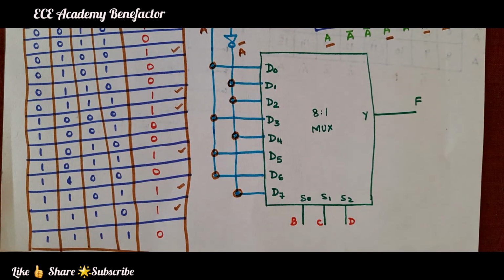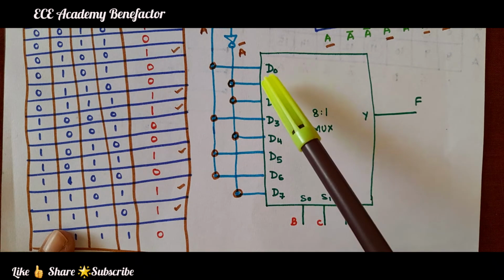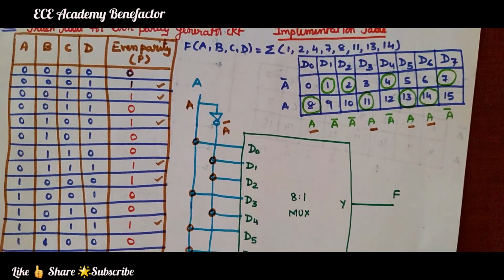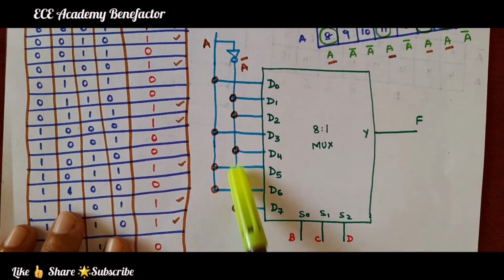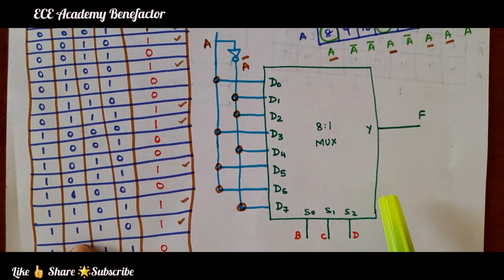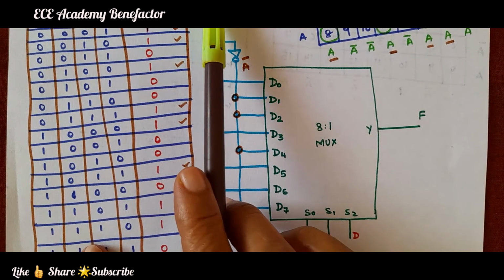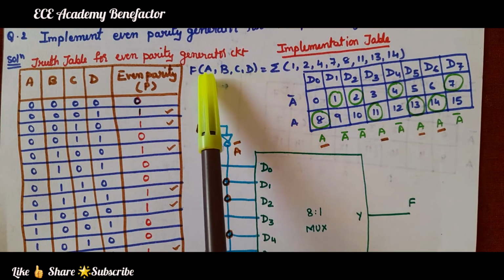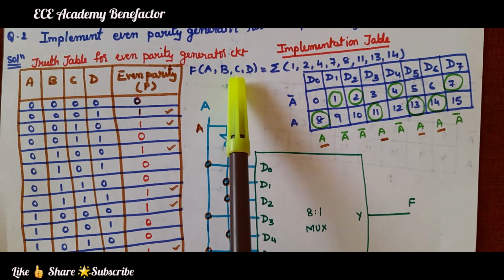So in this way the 8 inputs of the 8:1 mux are connected based on the outputs of the implementation table. D7 is connected to A bar. The 8:1 mux will have 3 selection lines. We have 4 variables A, B, C, D. A is used in the implementation table. These 3 variables B, C, D are used.